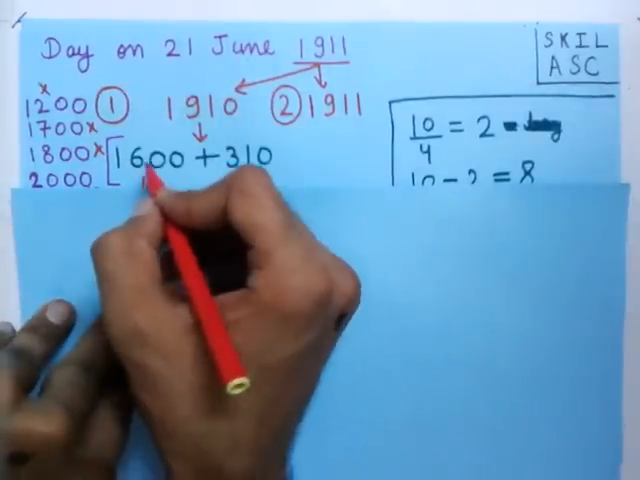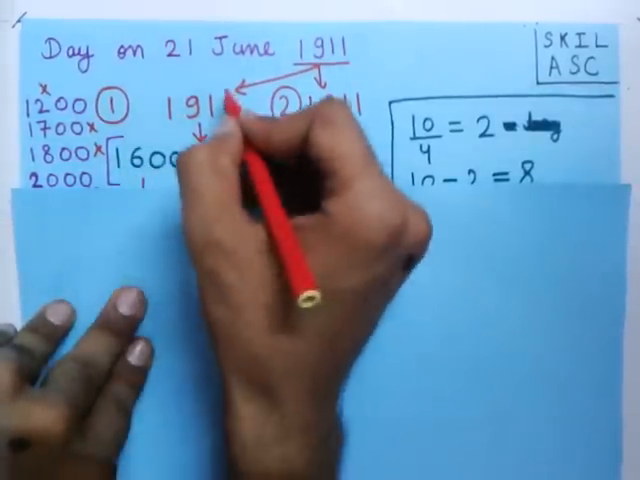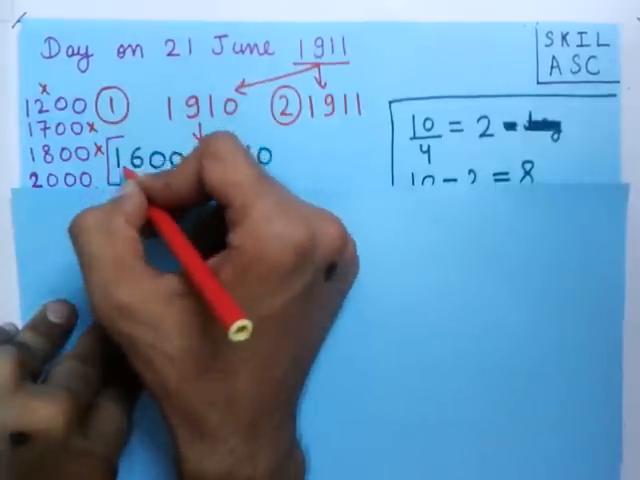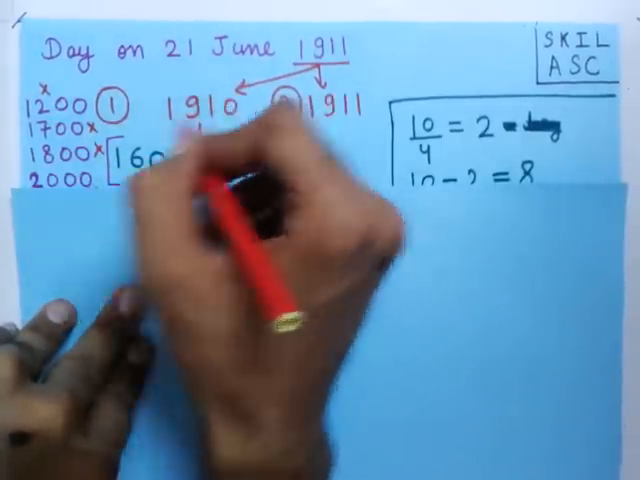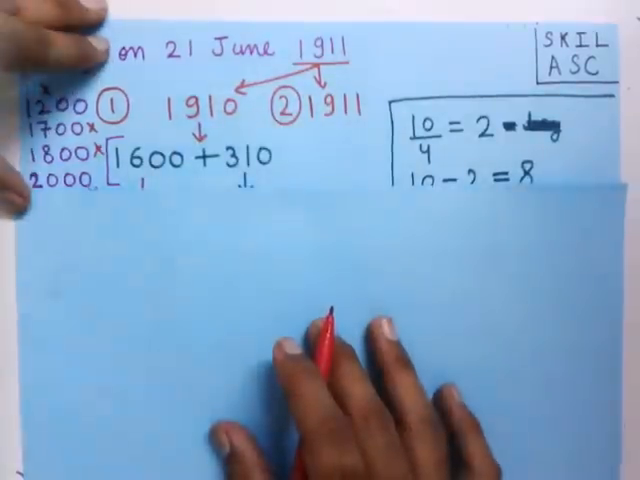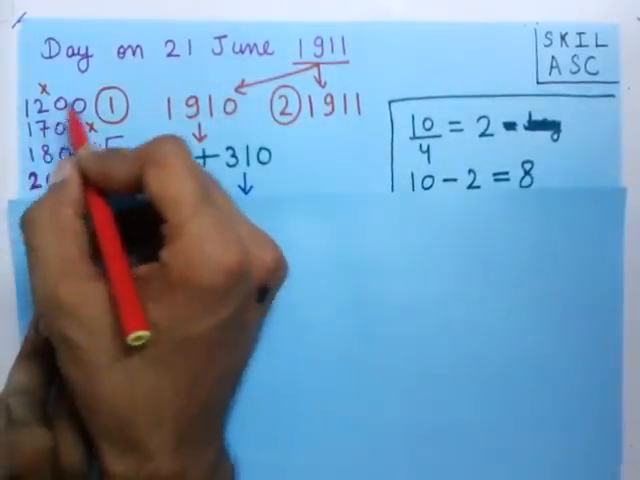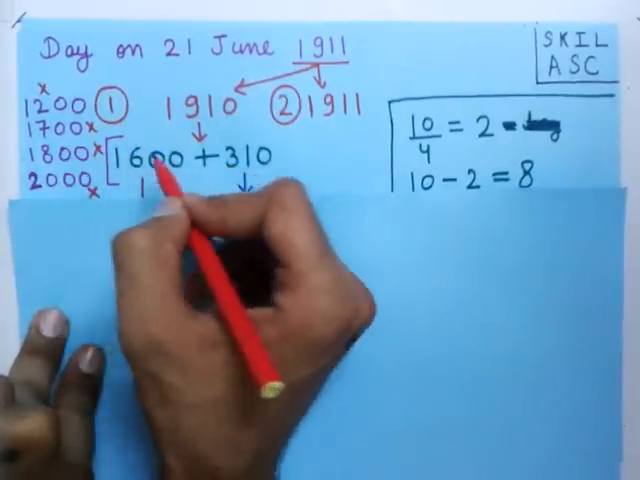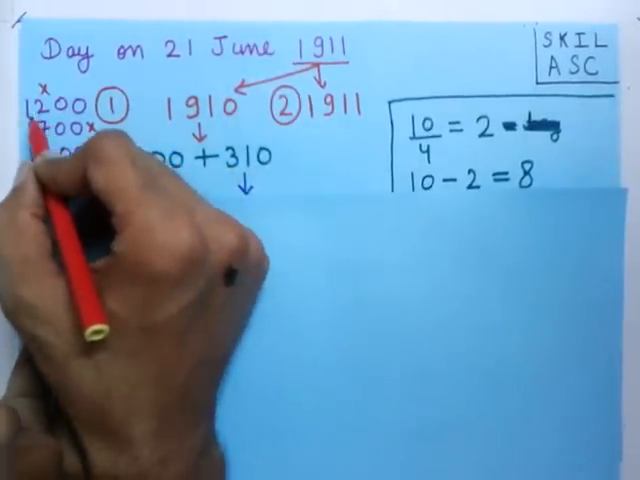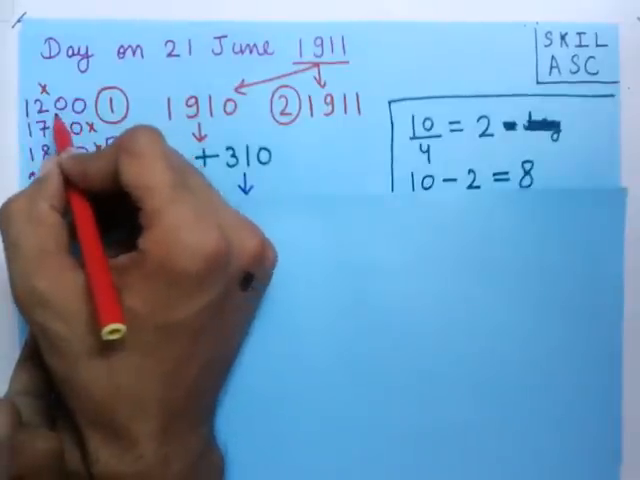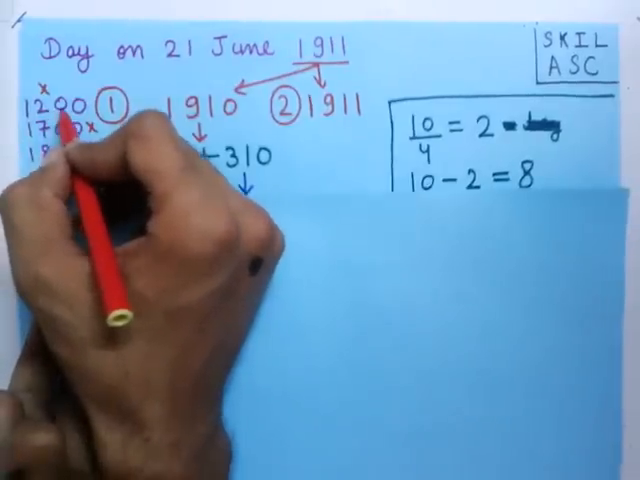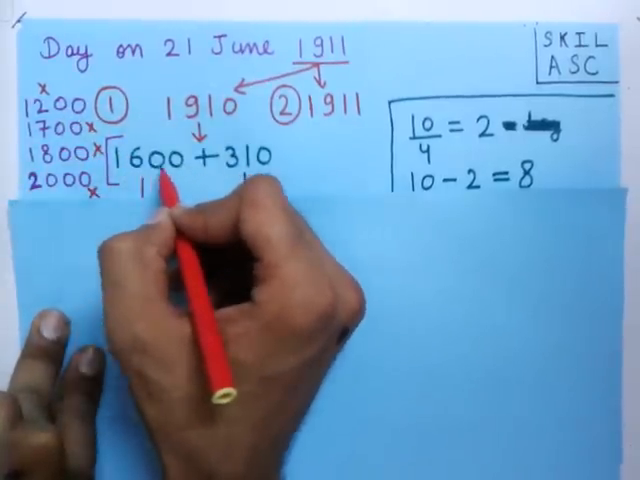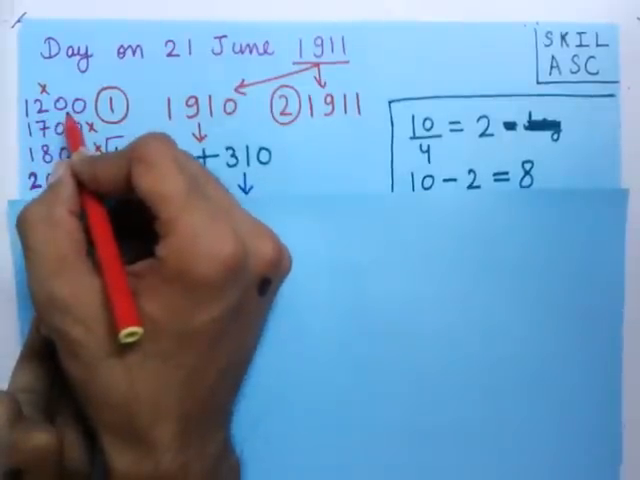You notice here this century is maximum in this year and it is also a leap year and it is also not more than 1910, it is less than 1910. We have other centuries also, but we did not take these centuries, we take only these centuries. Let us see why. Here we see this century is 1200. This century is a leap year, but you see still we had taken 1600 because 1200 is not maximum.